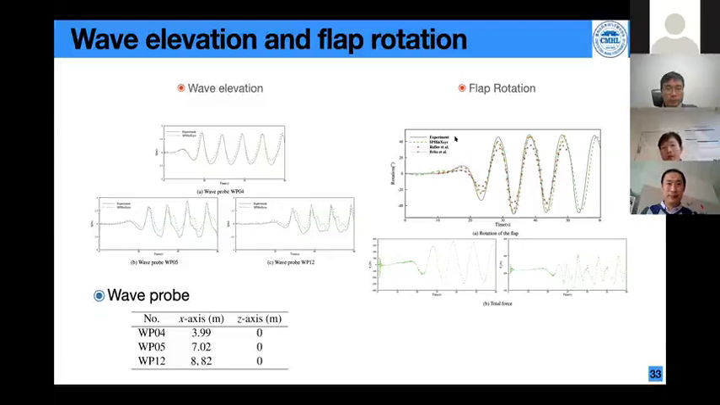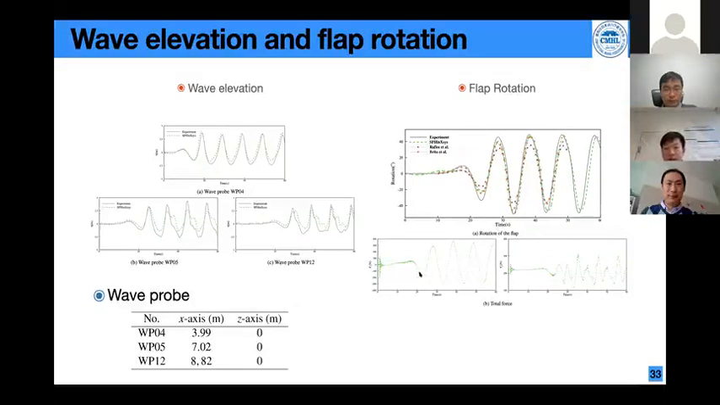We also compare our results with the data in previous SPHinXsys results. Here, as you can see, compared with the previous SPHinXsys data, the present solver actually shows improved accuracy. And the present results also have a good agreement with experimental data. Also, we show the total force exerted on the flap.